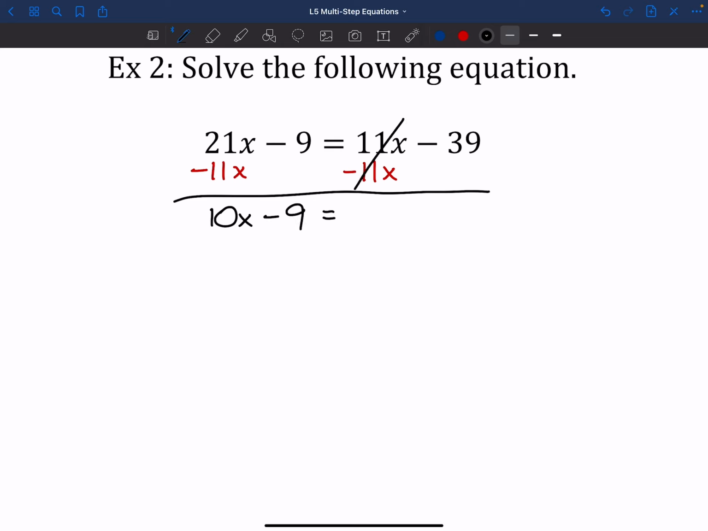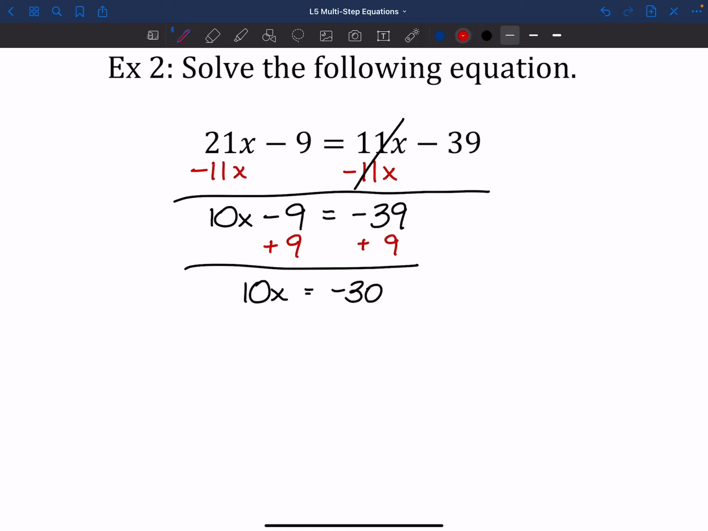Okay, after that, all my variables are on the left. I need to move all my constants over to the right, which means I'm going to add 9 to move that on over. All right, so now we've got 10x equals negative 39 plus 9 is going to bring us up to negative 30. And if you're feeling a little shaky on negatives, remember you can always use a calculator.